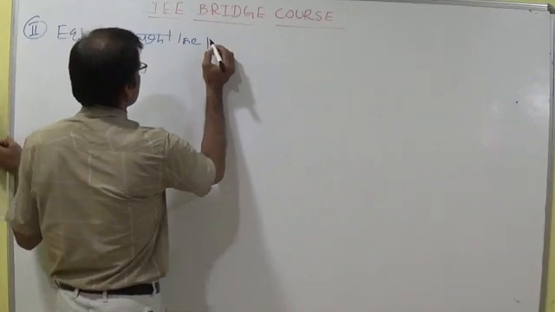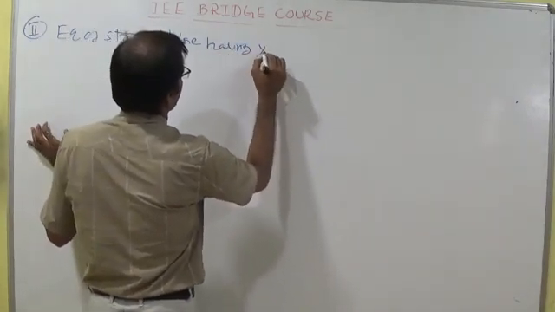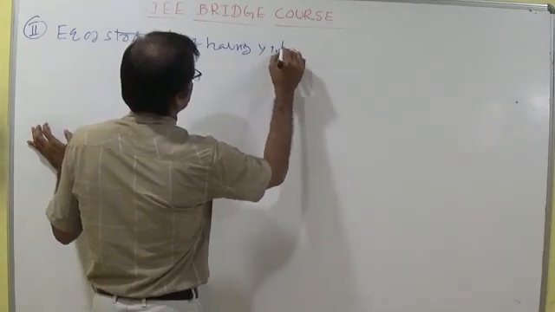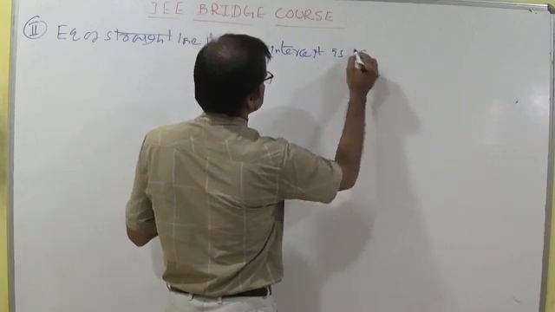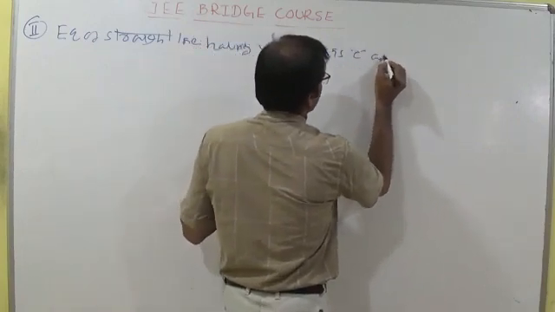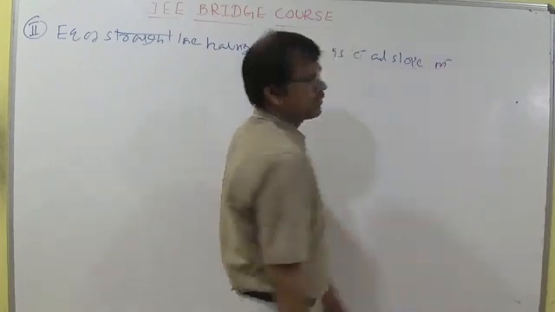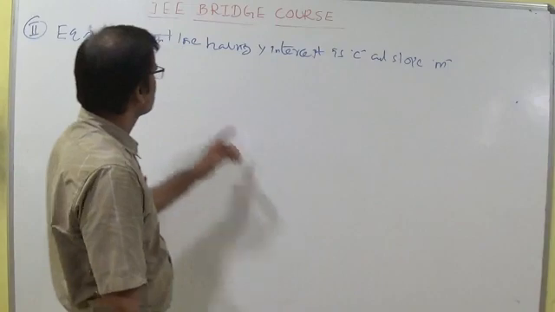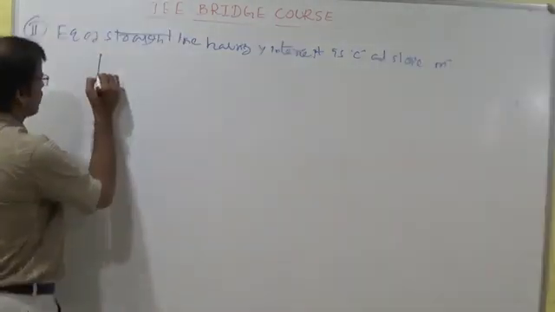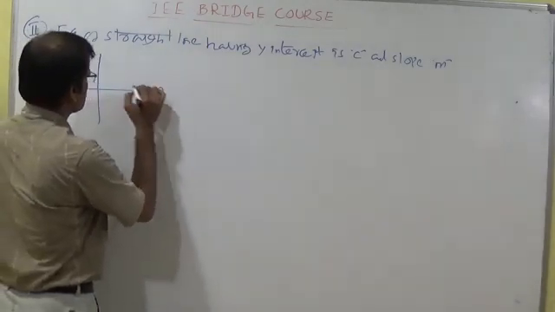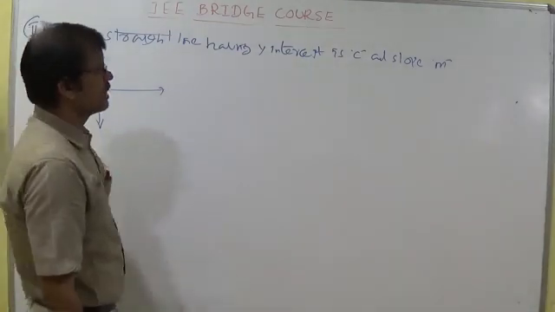Equation of straight line having y-intercept c and slope m, that's all. Equation of line having y-intercept c and slope m, that's all. Now let us discuss the equation of straight line having y-intercept c.